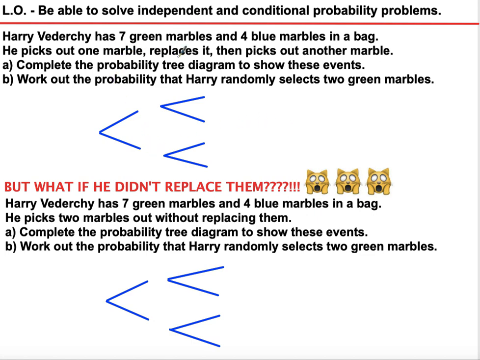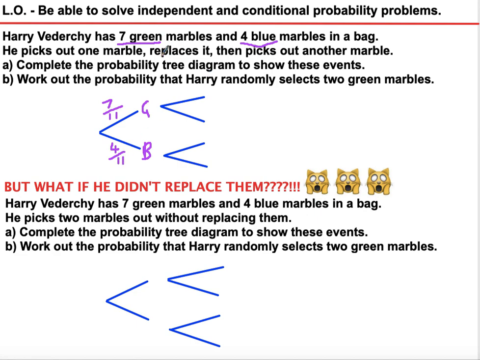So the first thing is we've got to look at how many marbles there are. There's 7 green marbles and there's 4 blue marbles. So the probability on the first pick, which is this first part of the branch, is going to be as follows. We've got 4 blue marbles and 7 green marbles, so that's 11 marbles in total. The probability, therefore, that he picks green is 7 out of 11. The probability that he picks blue is therefore going to be 4 out of 11.